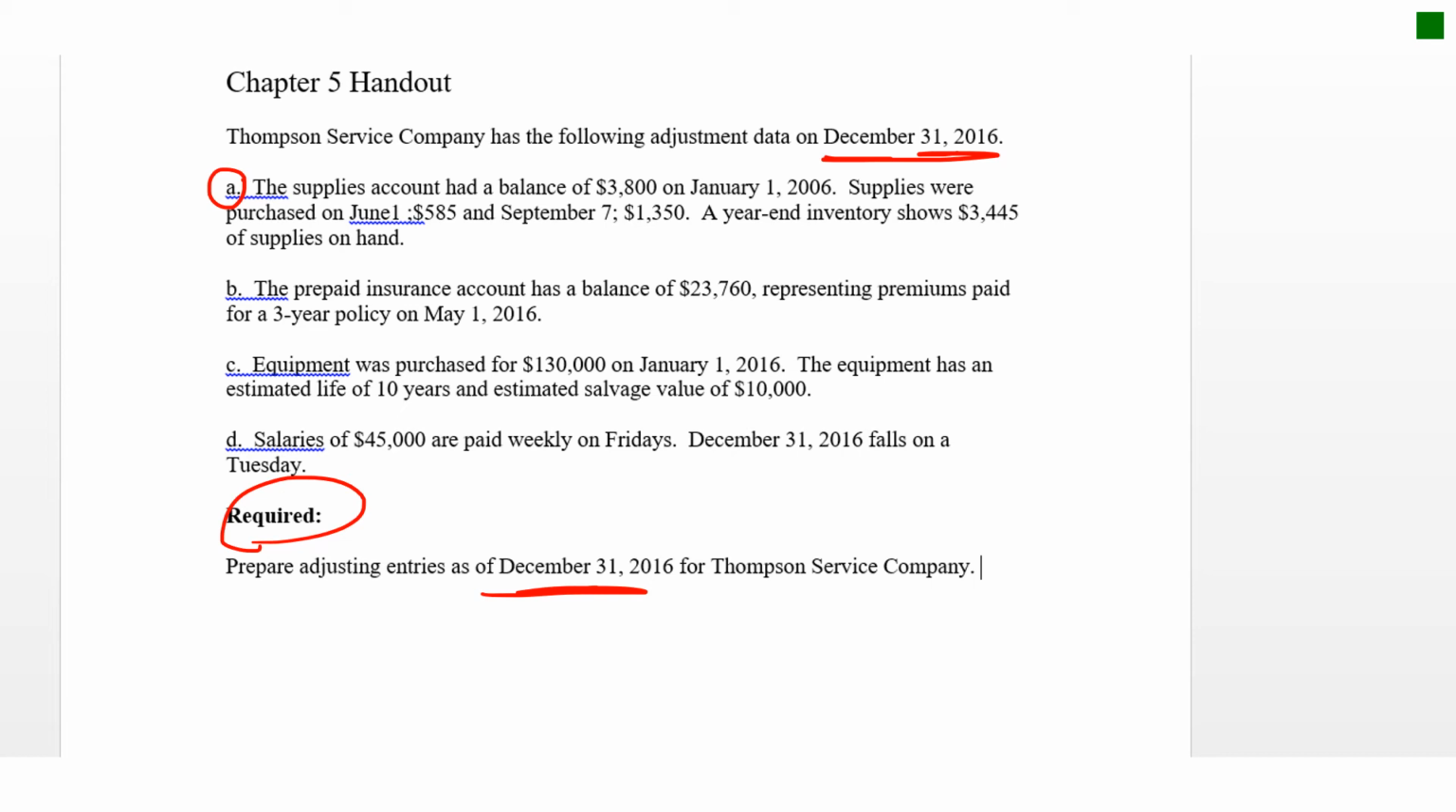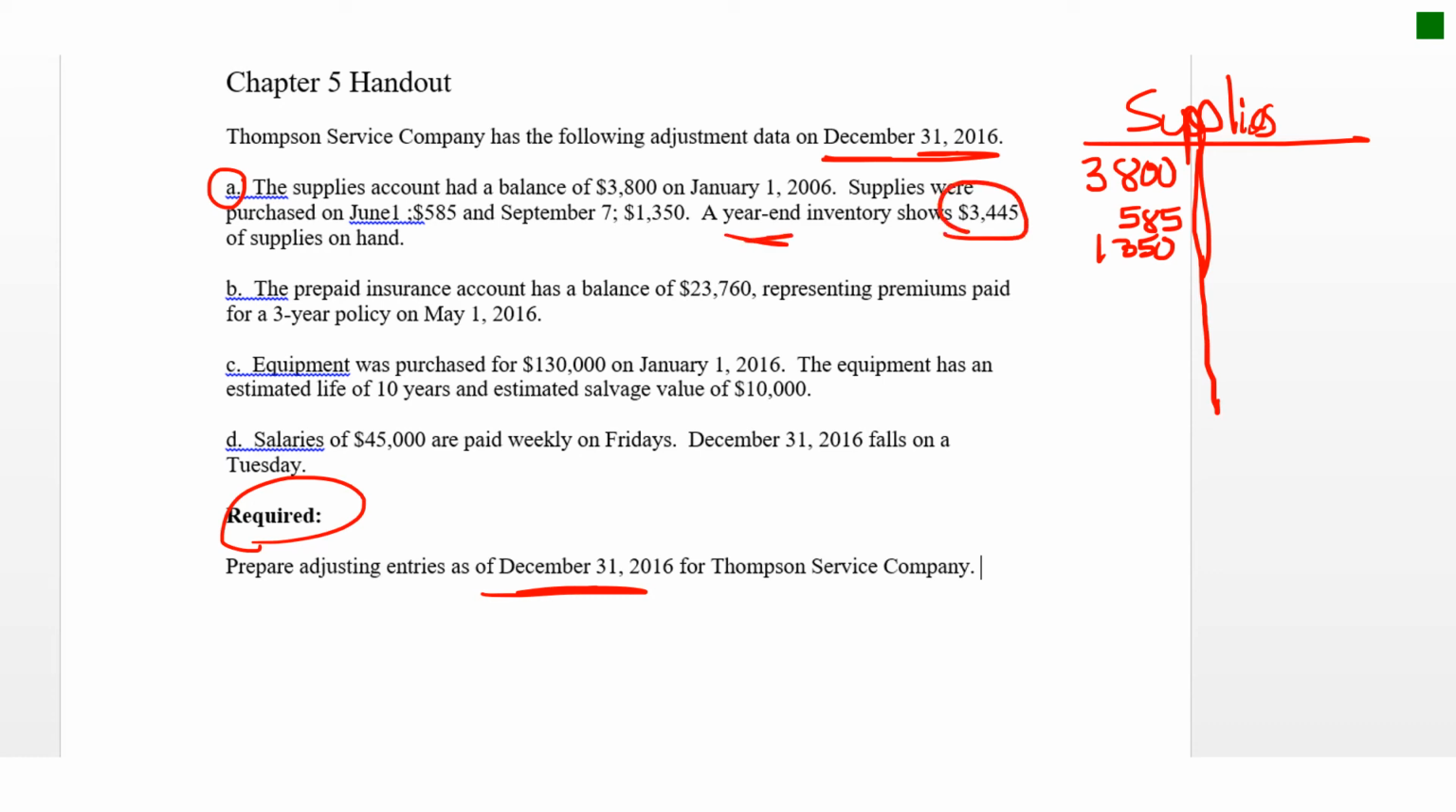So they tell you that at the beginning of the year, I'm going to draw a T account on this one. So you'd have supplies. It says at the beginning of the year you had $3,800. It said that throughout the year they had some purchases. Looks like it was $585 and $1,350. Okay, and then it says at the end of the year they had $3,445 left. So the basic idea of this, just to give you the visual, is they're telling you that the ending balance of supplies should be $3,445.